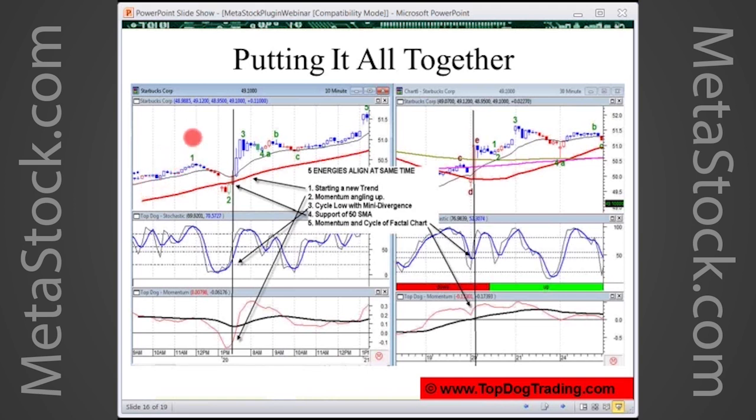So we actually, on the Top Dog Trading plugin for Metastock, we actually have wave counting. And the wave counting is done automatically for you. Now, this is not Elliott Wave, Top Dog Trading, my methodology. I have a unique way that I have created for counting waves.